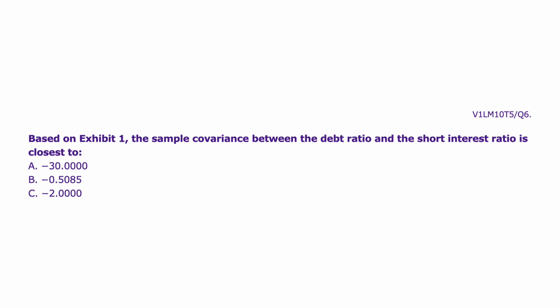Based on Exhibit 1, the sample covariance between the debt ratio and the short interest ratio is closest to A. Negative 30.0000, B. Negative 0.5085, C. Negative 2.0000.